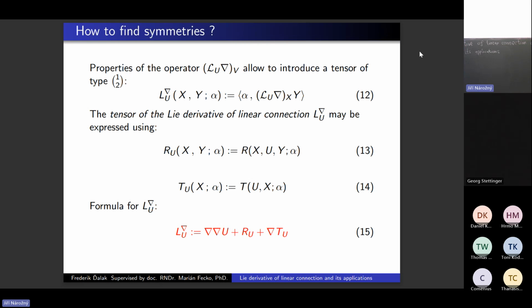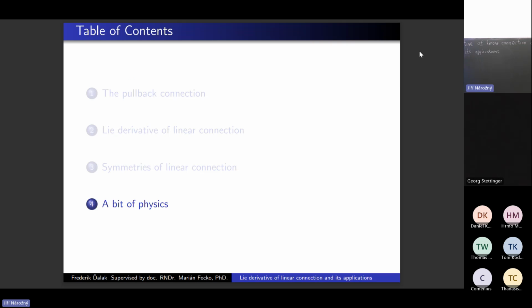Yes. So now that we have the formula for symmetries, we can proceed to look at a specific example of how to use this. And here I chose quite a simple example from physics. In fact, the physical situation we are going to be describing is just Newtonian gravity, formulated in a geometric way.